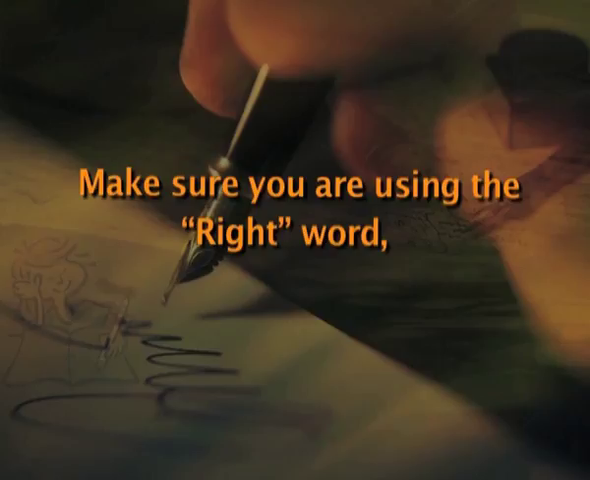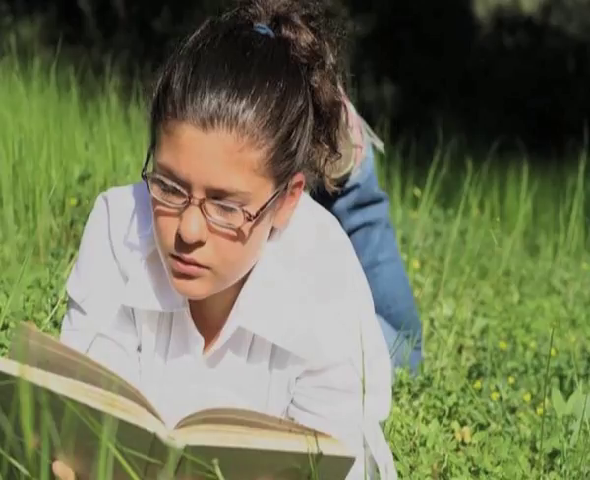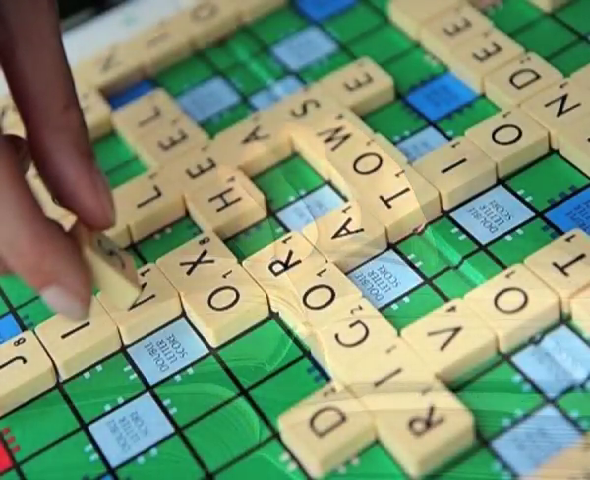And finally, make sure you are using the right word. Okay, not one that's similar in spelling but means something else entirely. For instance, don't say detract if you mean distract. Detract means lessen or reduce. Distract means sidetrack or divert. Okay, so there is a possibility of mistaking one for the other when they sound similar or when the spelling is almost similar. Therefore, we have to be very careful when we use these sort of words, because the meaning can go wrong. So keep these 5 things in mind in order to help yourselves learn new words every day or day by day. Okay, that will really help you.